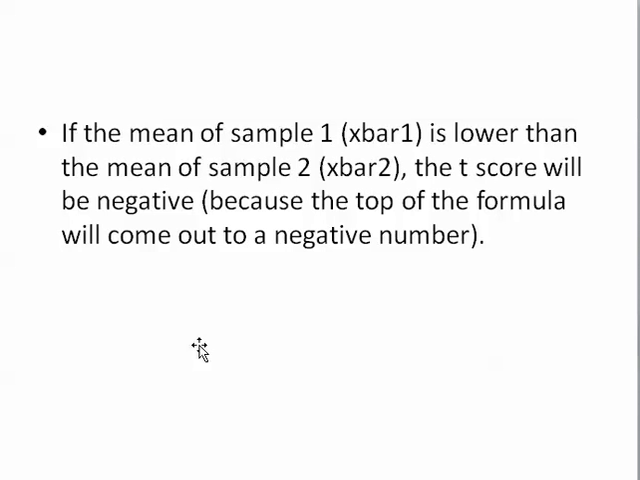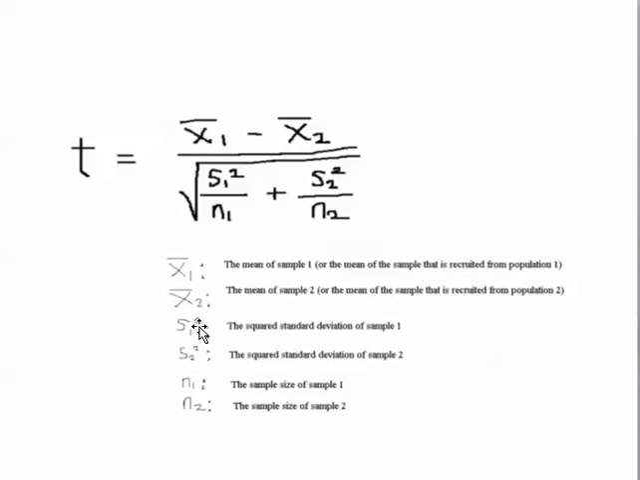This is just because of the way the formula works. If the mean of sample 1 is lower than the mean of sample 2, the t-score will be negative. The reason why is because if the mean of sample 1 is lower than the mean of sample 2, you're subtracting a bigger number from a smaller number, and you get a negative number on the top of the fraction. For example, 3 minus 4 would be negative 1. And when the top of the fraction comes out to a negative number, the entire t-score comes out to a negative number.